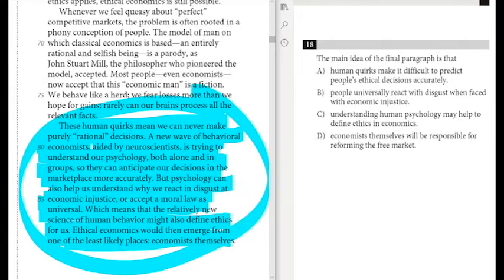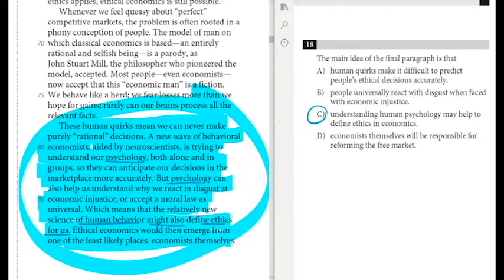So here we're seeing a whole paragraph about how we can understand the same question as being asked throughout the passage through the idea of psychology. Psychology here, and here, human behavior, and how that might also define ethics for us. So that's going to lead us to answer choice C.